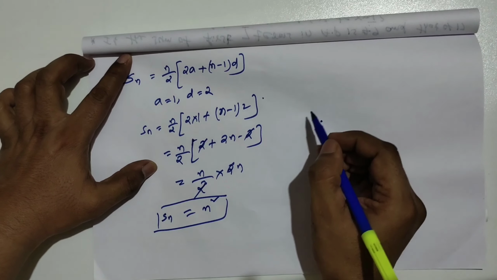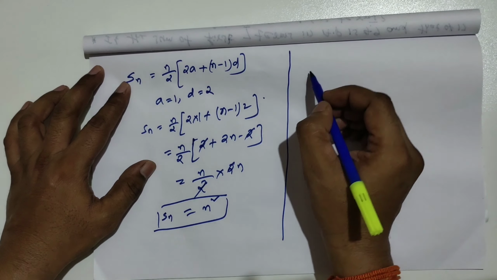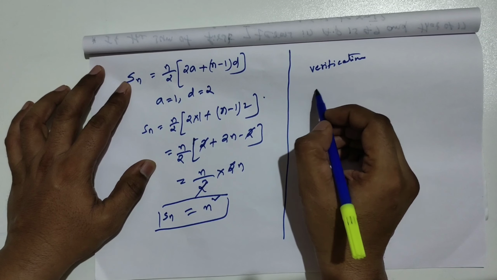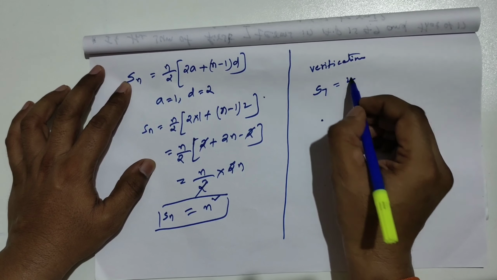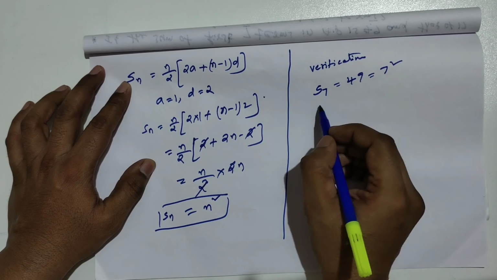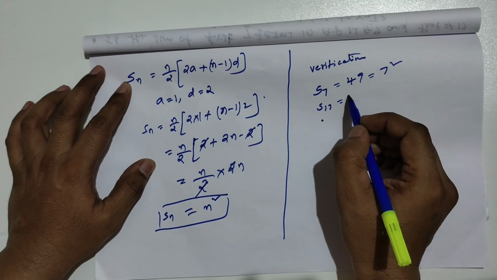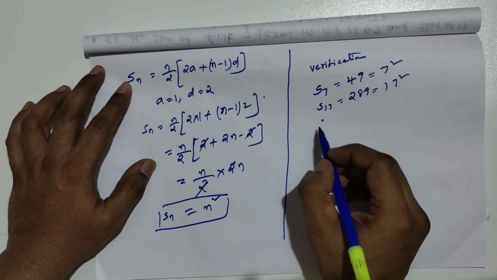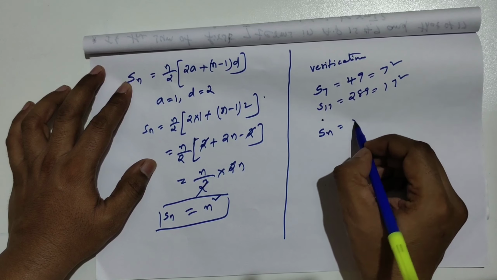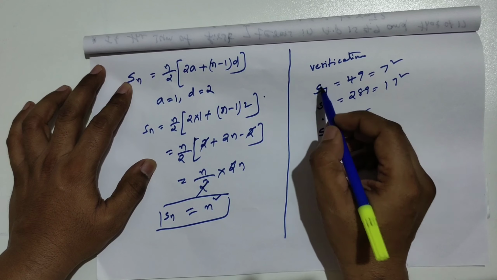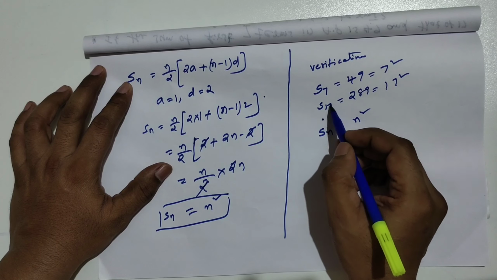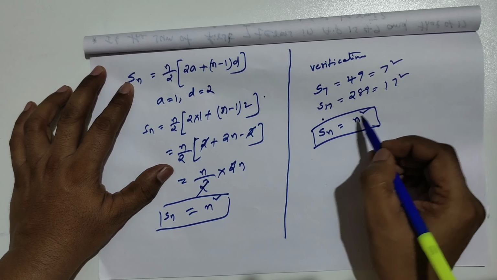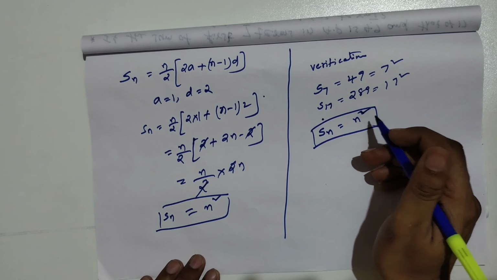So children, once you observe the data, here is the verification, to check whether our answer is correct or not. We have S7 is equal to 49, that is 7 square. And S17 is equal to 289, that is 17 square. That means here also we got Sn is equal to n square. The sum of the 7 terms in this particular progression is 7 square, the sum of the 17 terms is 17 square. So obviously the sum of n terms is n square. In this way we can verify the answer.